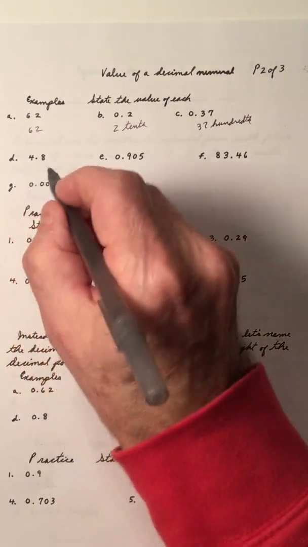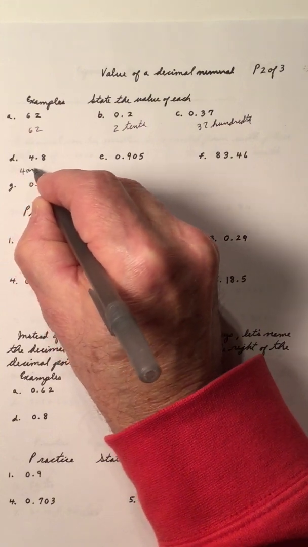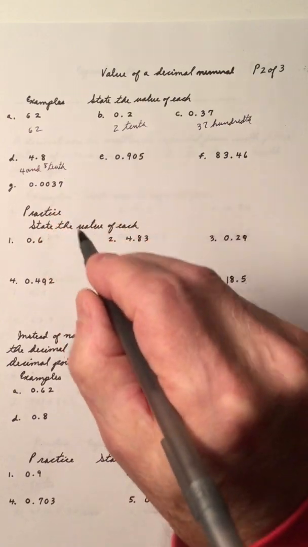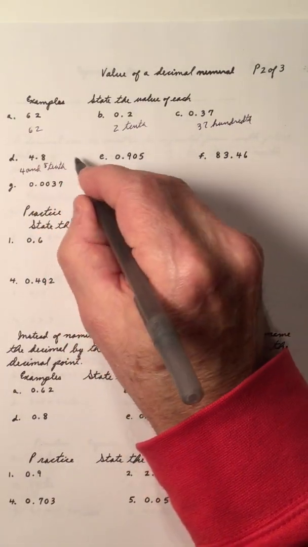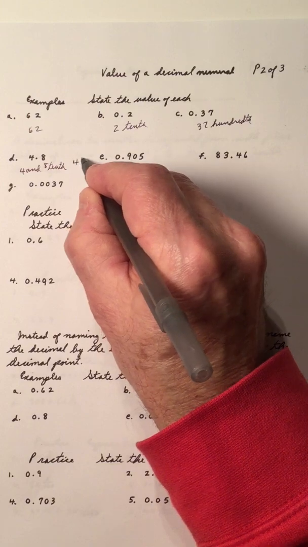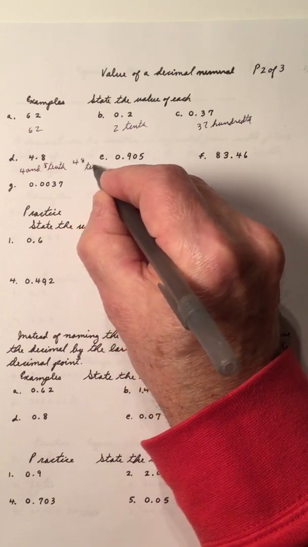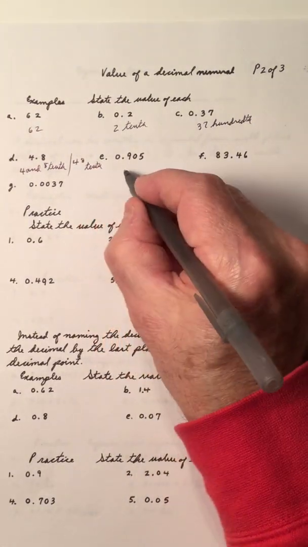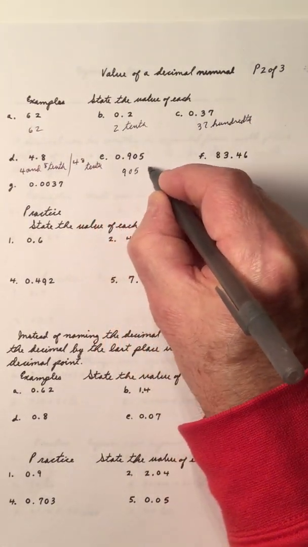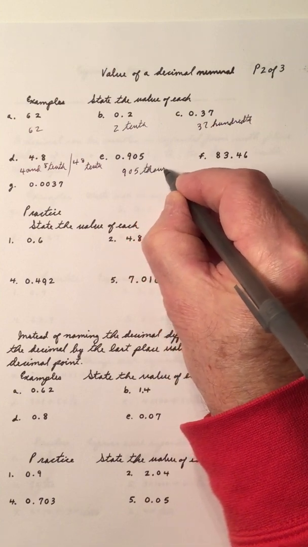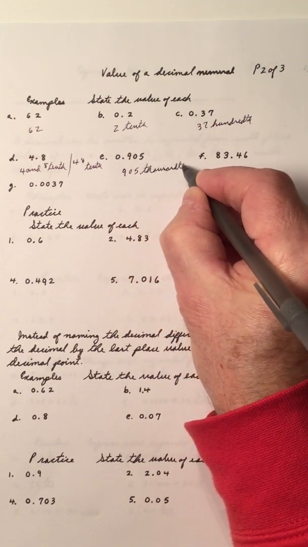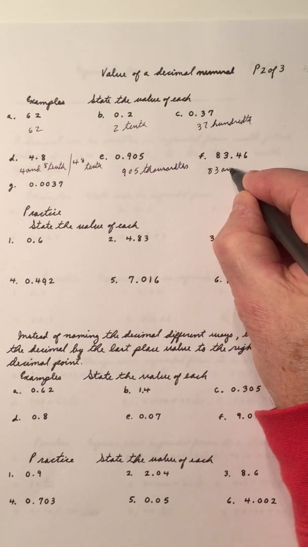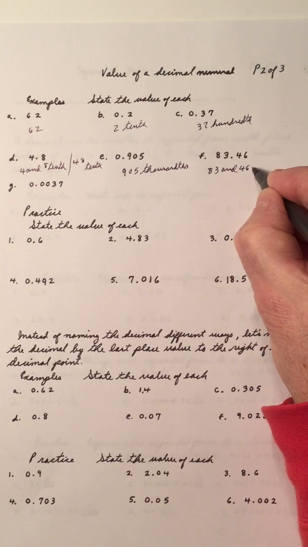D, 4.8, it could be 4 and 8/10. Or sometimes you could call it 48/10, your choice. E is 905 thousandths. F is 83 and 46/100.